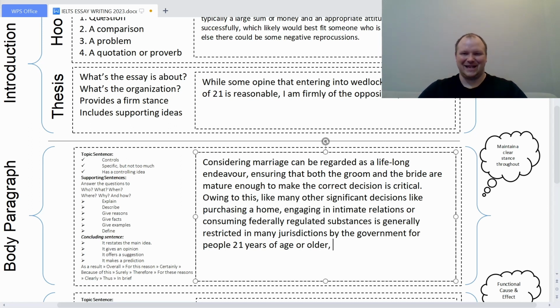We got a long complex sentence here again. Considering marriage can be regarded as a lifelong endeavor, ensuring that both the groom and the bride are mature enough to make this the correct decision is critical. Owing to this decision that was aforementioned, like many other significant decisions, so we got decision. So let's change this to choice. Many other significant choices, like purchasing a home, having sex, or consuming federally regulated substances, is generally restricted in many jurisdictions by the government for people 21 years of age or older. Marriage, being married.